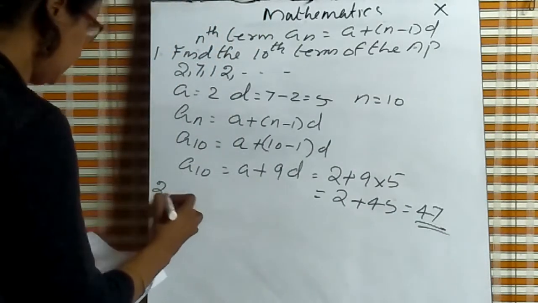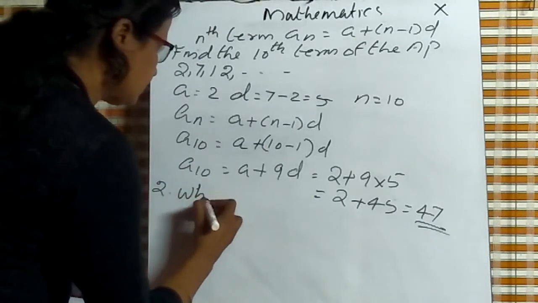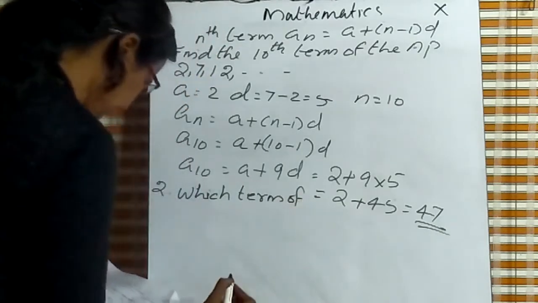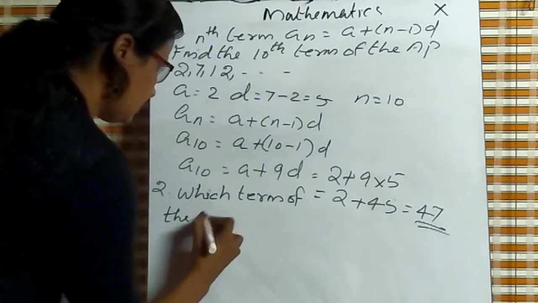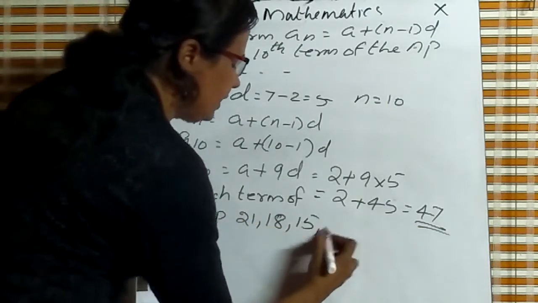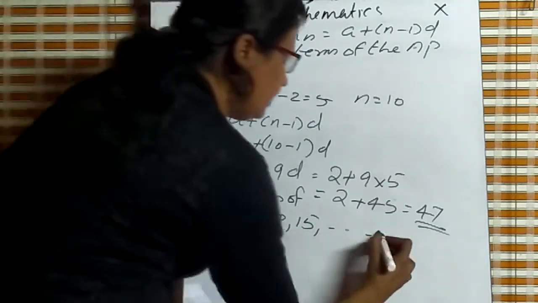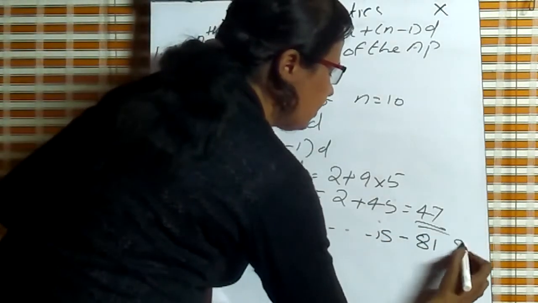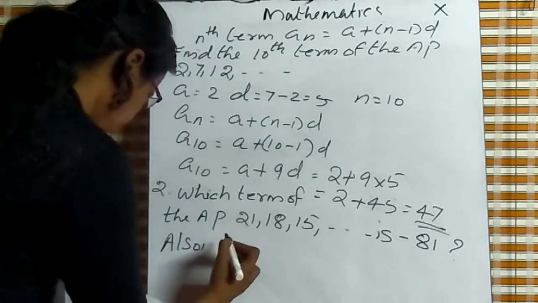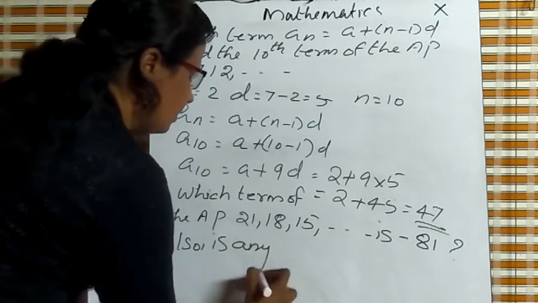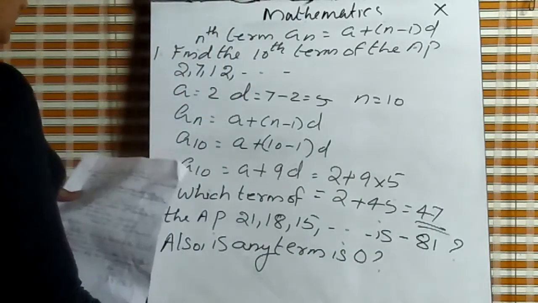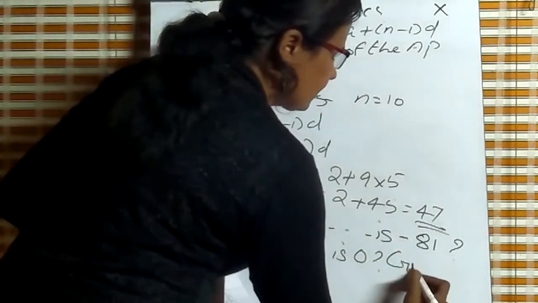Then second question: which term of the AP 21, 18, 15, etc. is minus 81? Question. Also, is any term 0? Give a reason.